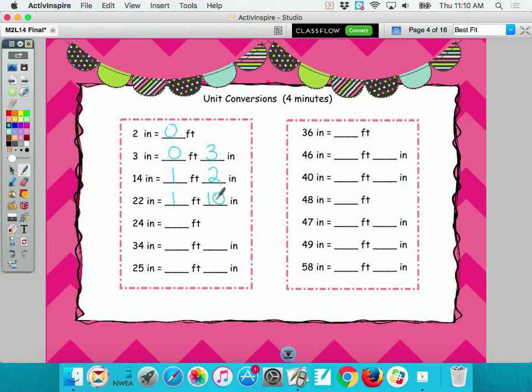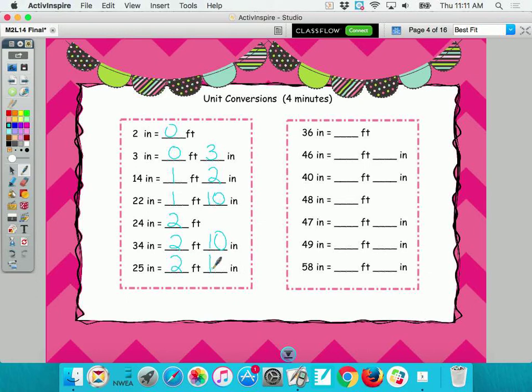Okay? 24 inches. 2 feet. Hint, there's not another line over there, right? Okay, so 34 inches, I'm going to subtract 24. That would be 2 feet. How many are left over? 10. 25 inches. 2 feet, 1 inch.